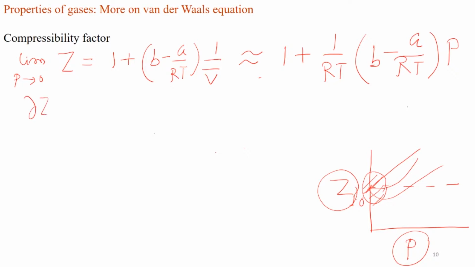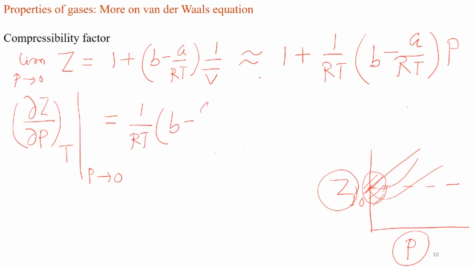Now, in order to understand the slope of this curve at constant temperature in the limit when P tends to 0, we get an expression like 1 over RT into (b minus a by RT). So the important quantity here which will dictate the nature of the slope, whether it is positive, negative or 0, is b minus a by RT.